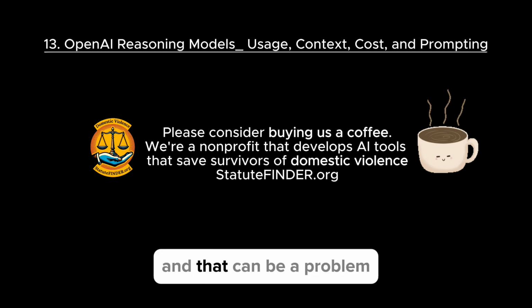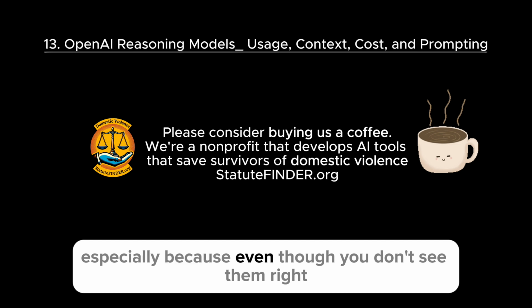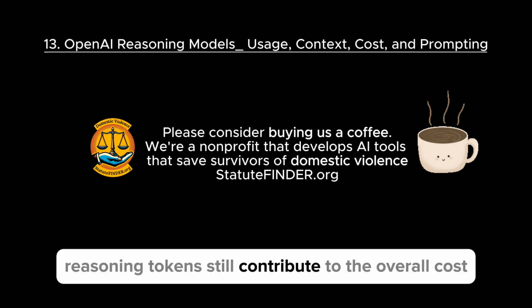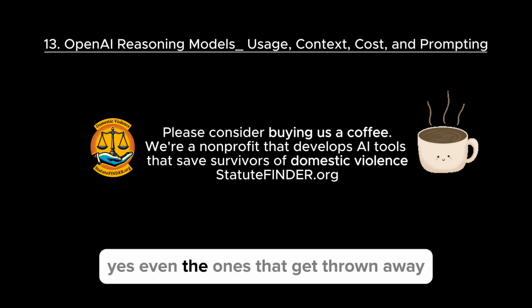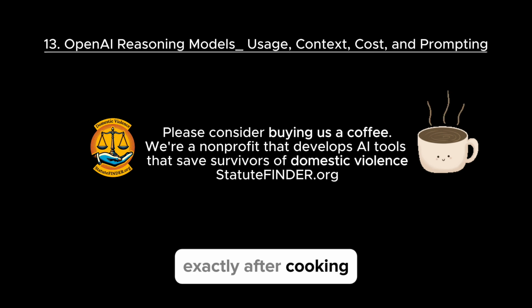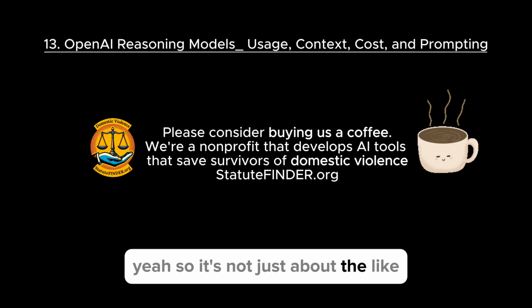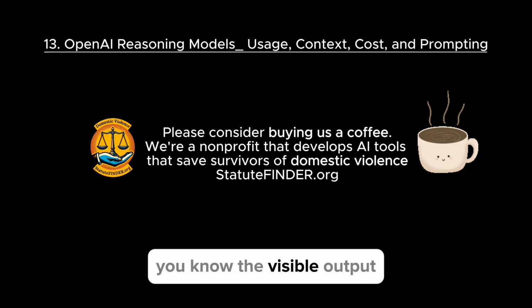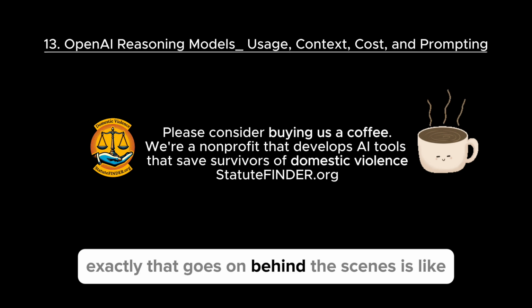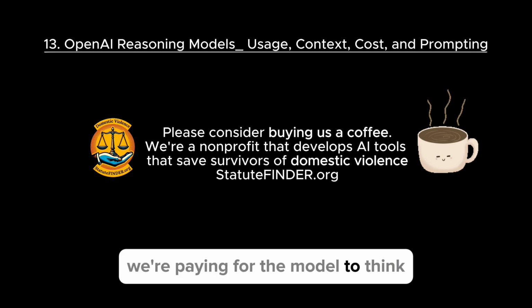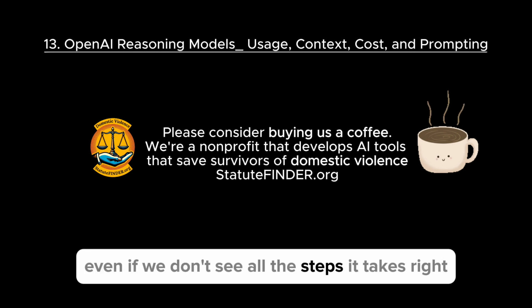Yeah, exactly. And that can be a problem, especially because even though you don't see them, those reasoning tokens still contribute to the overall cost. So it's like I'm paying for all the ingredients in a recipe, even the ones that get thrown away after cooking. You got it. So it's not just about the visible output, but also about the invisible thinking process that goes on behind the scenes. It's like we're paying for the model to think, even if we don't see all the steps it takes.